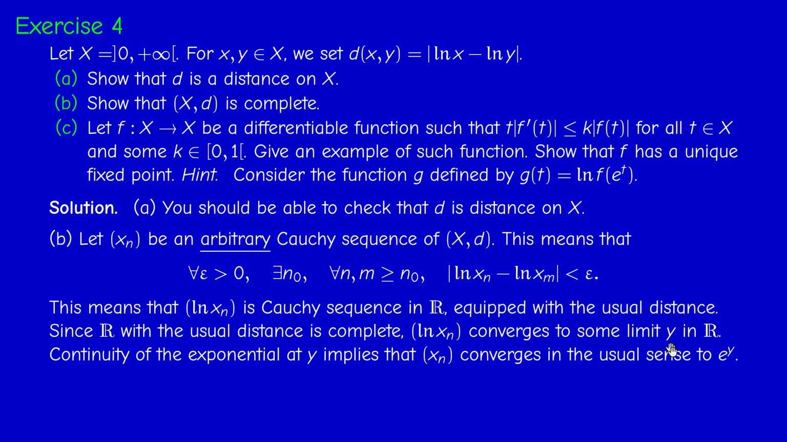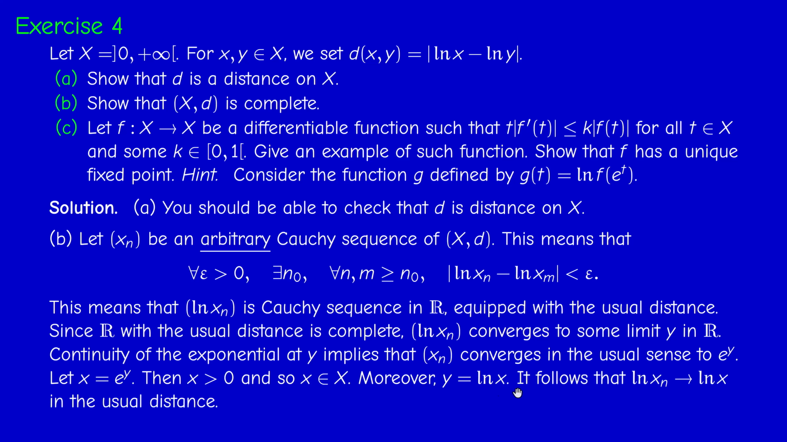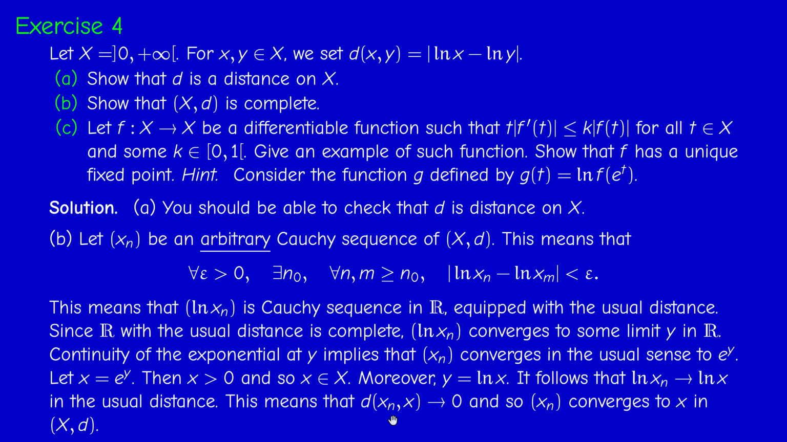If ln of xn converges to y in the usual sense, and we take the exponential, then the exponential of ln xn converges to the exponential of y, because the exponential is continuous. So if you put x equal e^y, then necessarily x is positive, so x is in the space capital X, and of course y equals ln of x. Therefore, since ln of xn converges to y, then ln of xn converges to ln of x in the usual distance, and this means that the distance between xn and x converges to 0 in the usual sense, and therefore xn converges to x in X. So this concludes B.